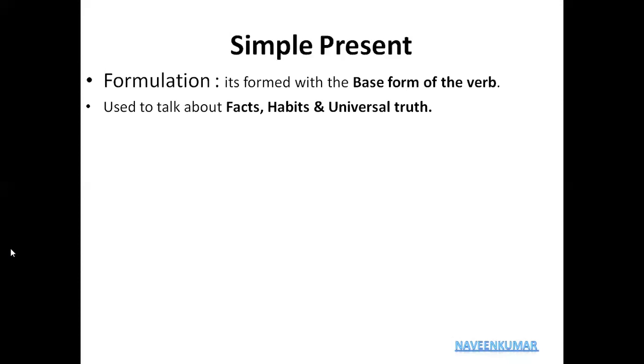So let's see a few examples. I live in India. That's a fact that is true all the time. Here I cannot say I am living in India. The meaning would be entirely different, and that's a wrong sentence. If I say I am living in India, it means my permanent residence is in another country, and temporarily I am in India. That's what the meaning comes out to be. So I have to say I live in India.